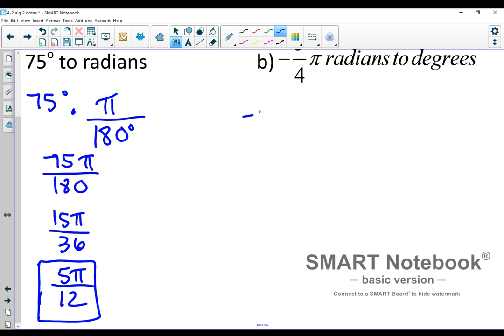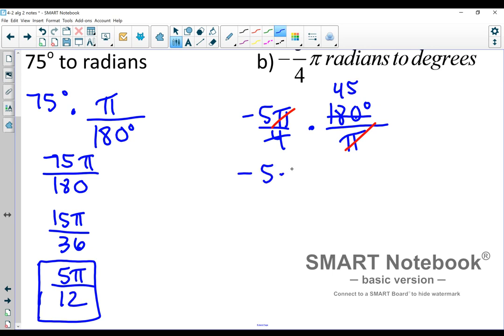The next one, I start out with negative 5/4 pi or negative 5 pi over 4. Again, we're trying to cancel out radians this time, so I'm going to want to cancel pi. Pi will go in my denominator, 180 degrees in my numerator. So now pi is gone. Let's see, 180 divided by 4 would be 45. Negative 5 times 45 degrees now. Let's see, that's going to be negative 225 degrees.